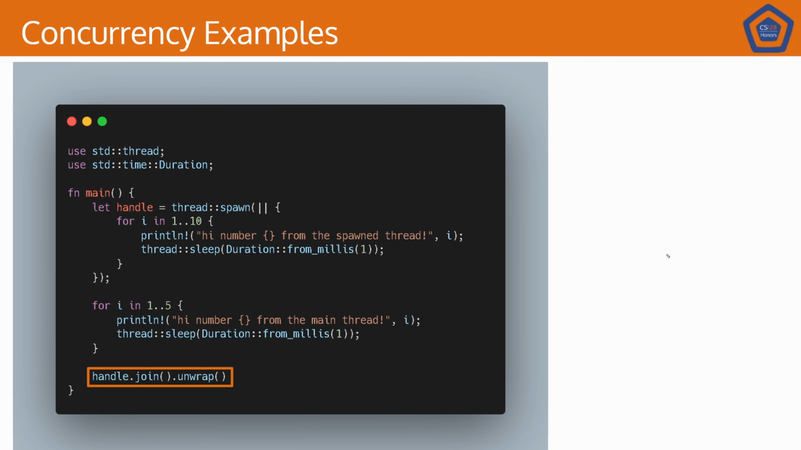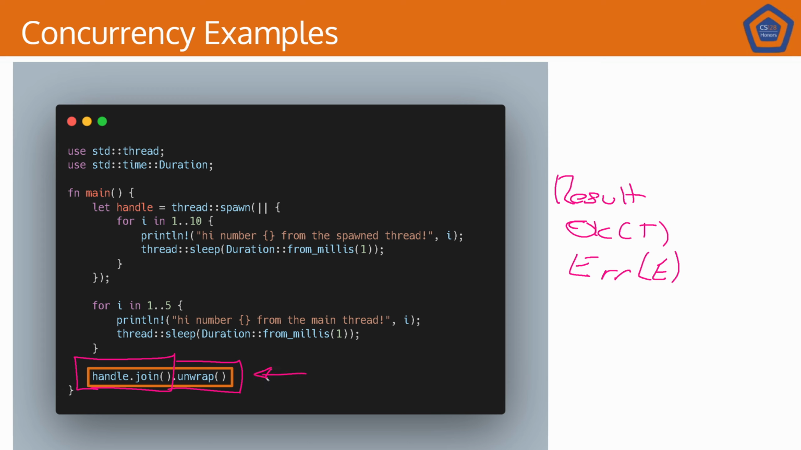So if you want it to finish, you can call .join on the handle. .join will return a result, which will either be Ok of whatever the thread returns, or it'll be an error if the thread panics, which is why we unwrap. Of course, if the thread panics, we might want our main thread to panic, or we might not. Because I'm just unwrapping here, I'm saying if this for some reason panics, then I want my main thread to panic too and stop execution.